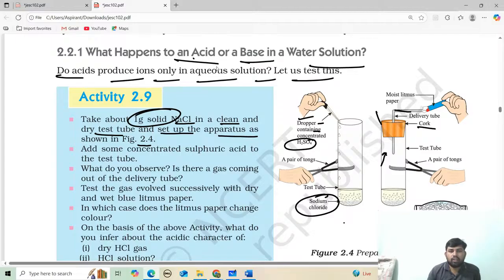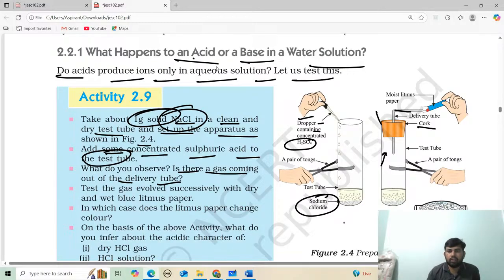So they take 1 gram of NaCl and add some concentrated sulfuric acid to the test tube. What you observe is gas coming out of the delivery tube. This glass pipe is called the delivery tube. Test the gas evolved successively with dry and wet litmus paper. In which case does the litmus paper change color? On the basis of the above activity, what do you infer about the acidic character of dry HCl gas and its solution?